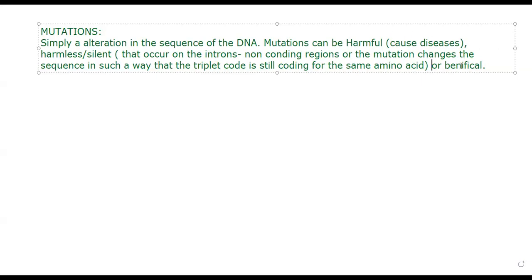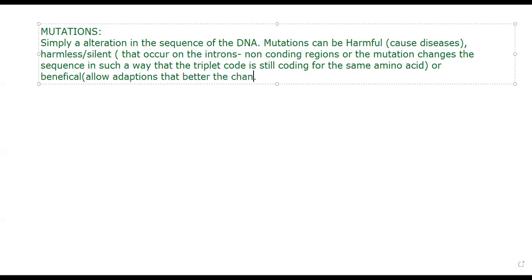And then we can have beneficial as well. Beneficial mutations are mutations that, for example, allow adaptations that better the chances of survival. All those mutations that increase the chances of survival are considered to be beneficial mutations, right? So if there's any adaptation that allows an animal to have a better chance of survival, to evolve, it's a beneficial, useful mutation.